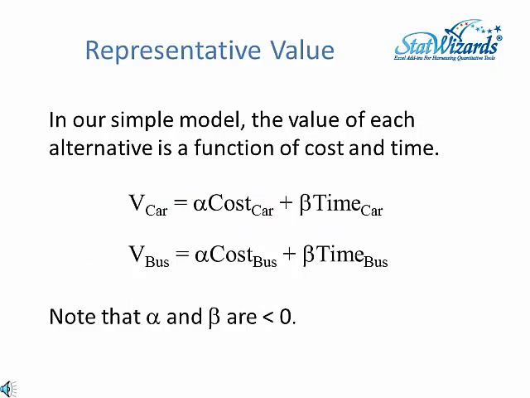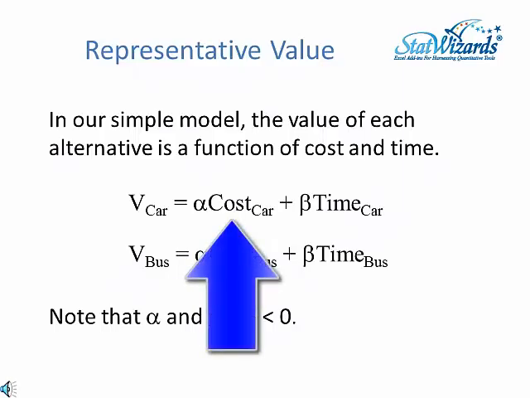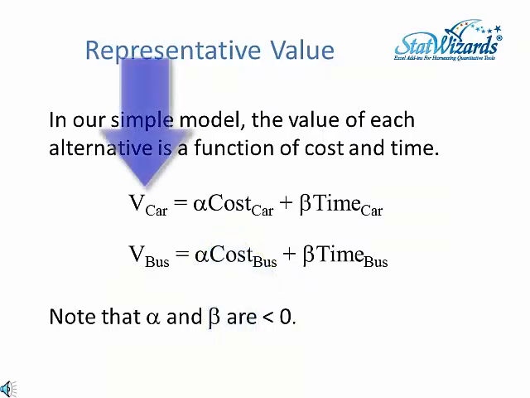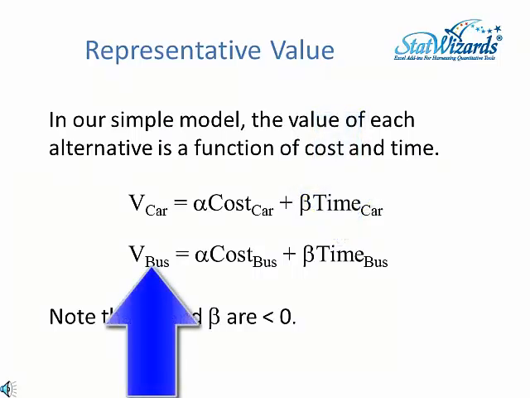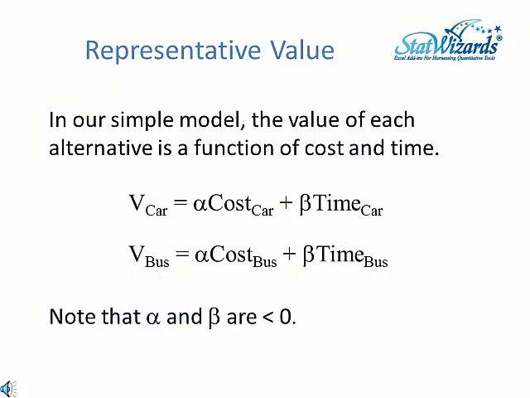In our simple model, the value of each alternative is a function of cost and time. So for example, as the cost of taking a car goes up, perhaps through a new road toll, the value of taking a car declines. Likewise, as the time for commuting by bus decreases, perhaps due to an improved schedule, the value for taking a bus increases. Therefore, we expect the signs of our two parameters, alpha and beta, to be negative.